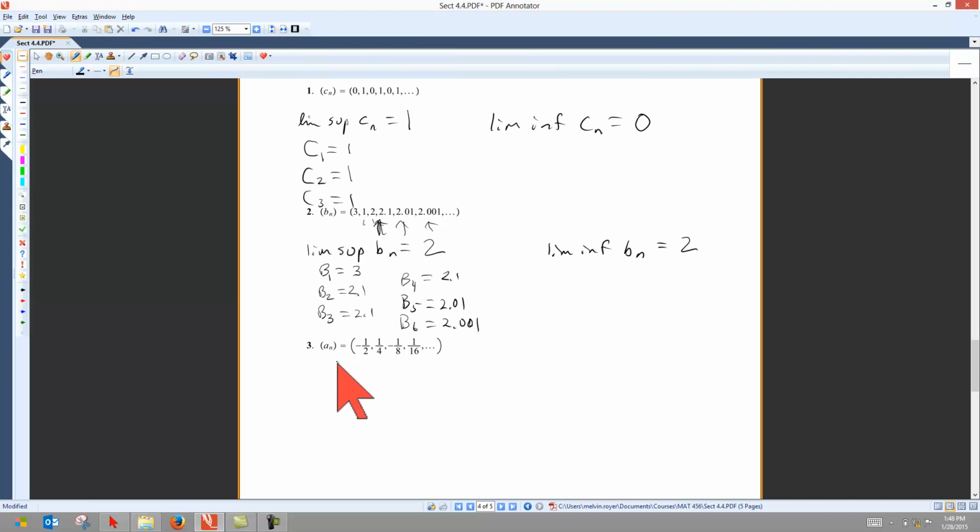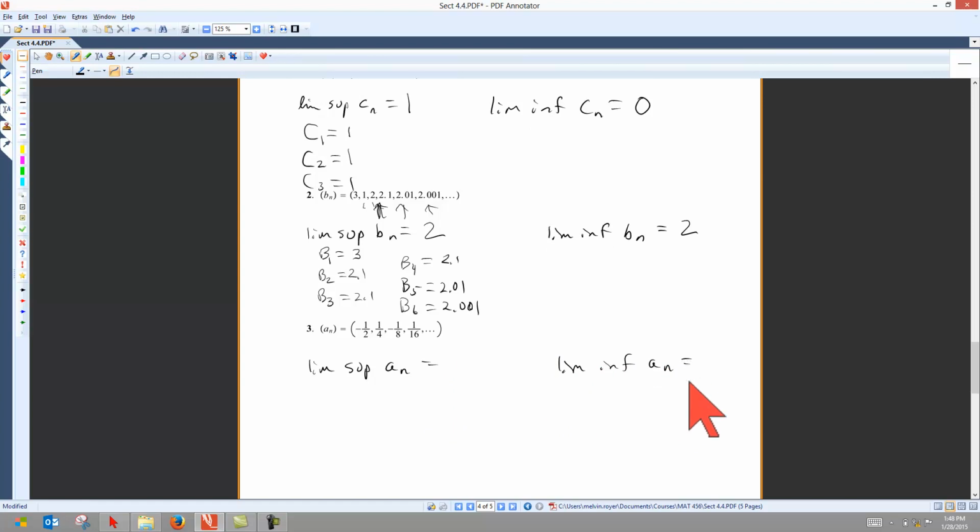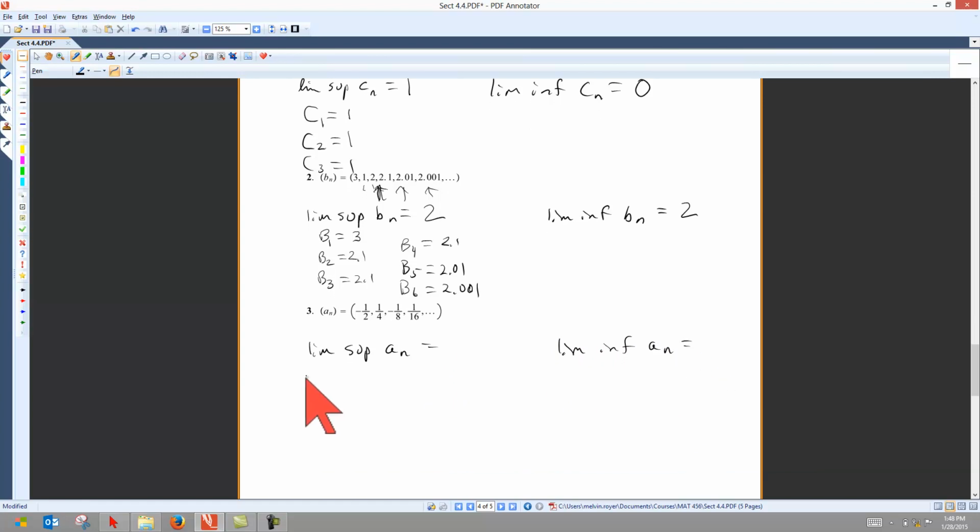Finally, here's an example: minus 1/2, plus 1/4, minus 1/8. Find the lim sup of a_n and the lim inf of a_n. Okay. What about a1? When I'm here at the first element and going forward, what's the largest thing I see? 1/4. When I'm at the second and looking forward, the largest thing I see is 1/4.